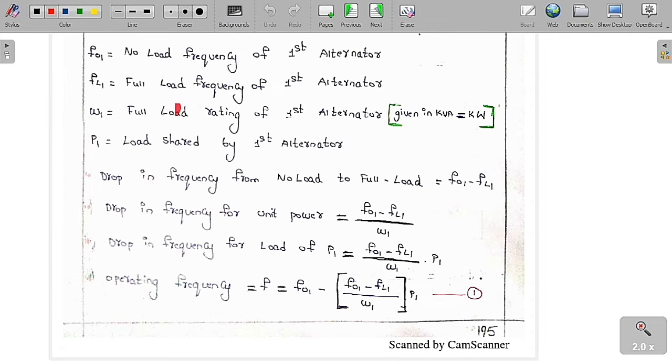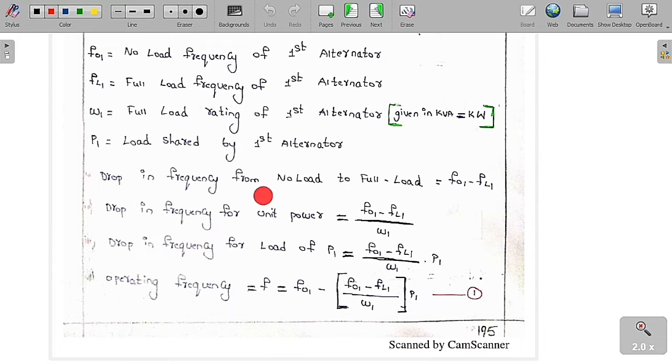These notations I have already told you. F01 is the no-load frequency of the first alternator, F02 is the no-load frequency of the second alternator, FL1 and FL2 are the full load frequencies of the first and second alternators, and W1 is the full load rating of the first alternator. If they give it in kVA, you can assume it as kilowatt also. Similarly, W2 is the full load rating of the second alternator. P1 is the load shared by the first alternator, and P2 is the load shared by the second alternator.